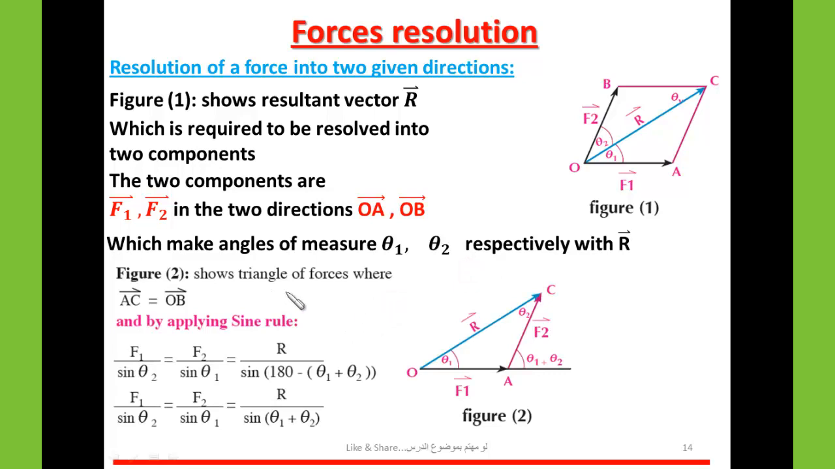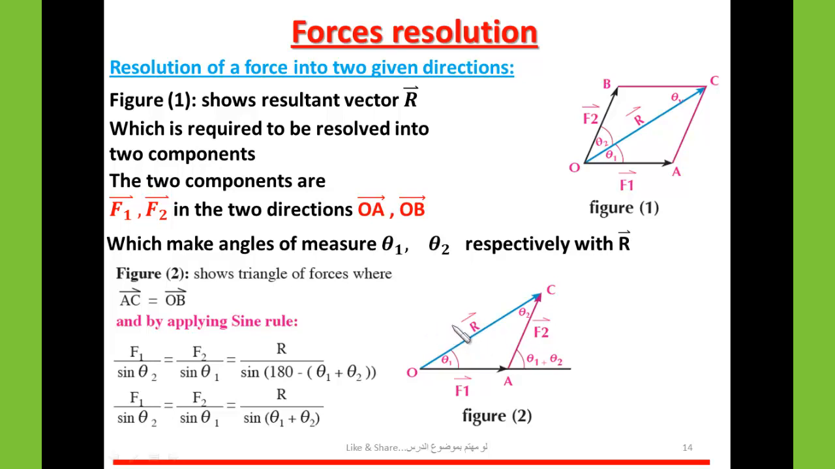Figure 2 shows vector AC equals vector OB. From the given parallelogram, we can note that the vector AC equals the vector OB. So in this triangle, which we call the triangle of forces, F1 is in the direction OA, F2 is in the direction of ray AC, and R is the resultant.